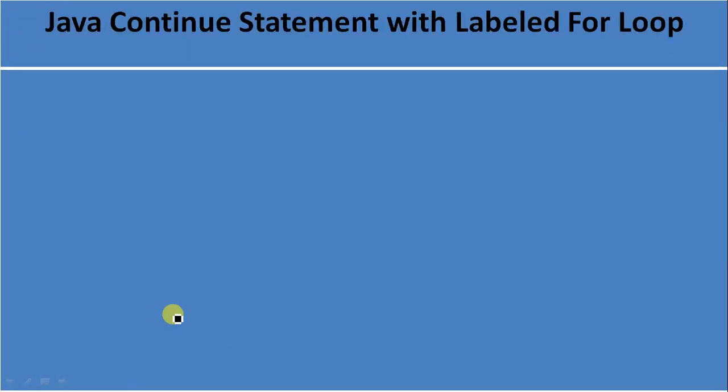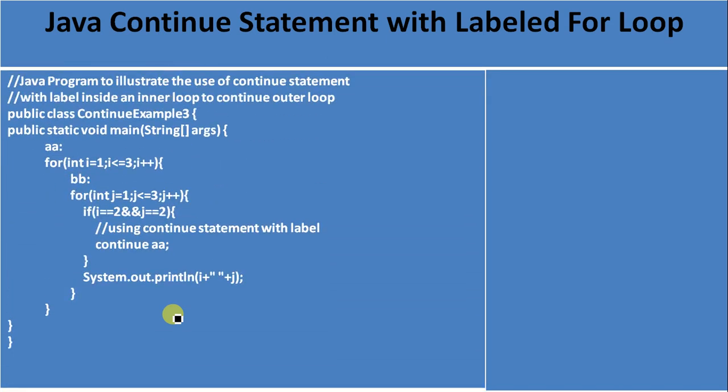Java continue statement with labeled for loop. How do we use a continue statement with a labeled for loop? Let me show you. What is a labeled for loop? A labeled for loop is simple. We give some name to the for loop.